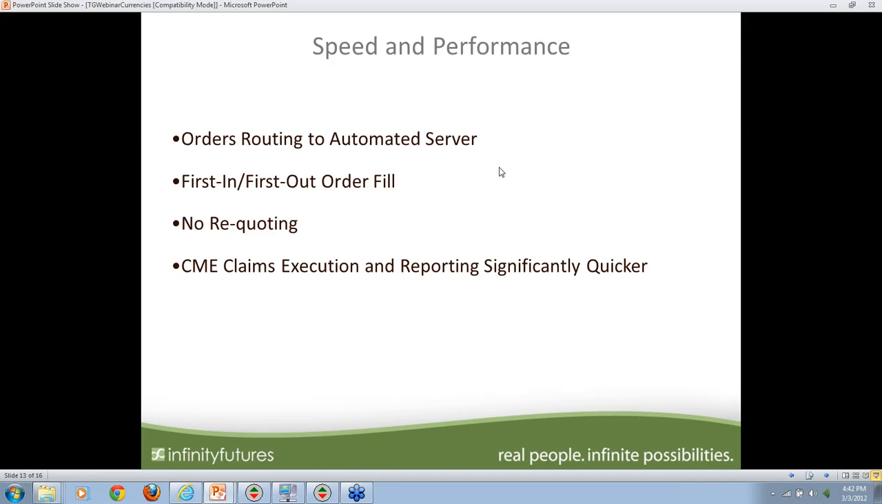Speed performance. In terms of trading with the CME Globex, it is an automated system, and orders are filled literally within milliseconds. It's too quick to notice. It's fast. That's the easiest way to put it. The best way to show that is live.